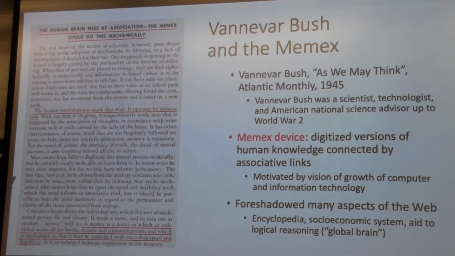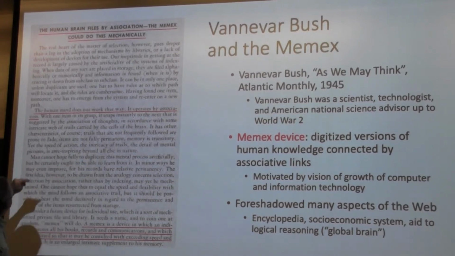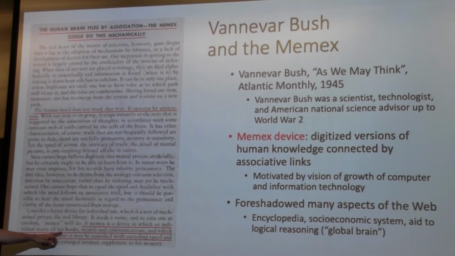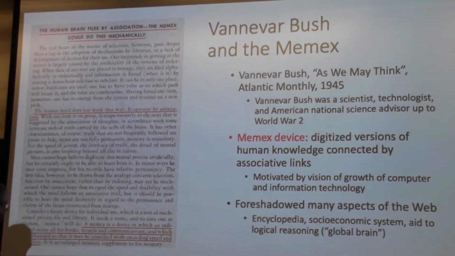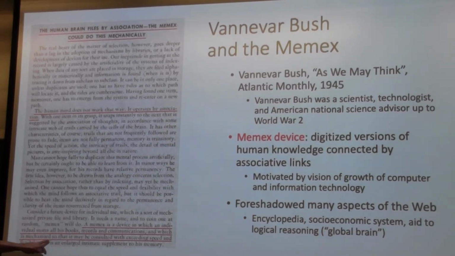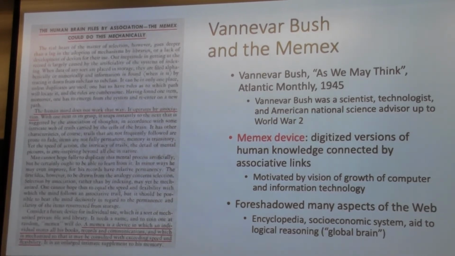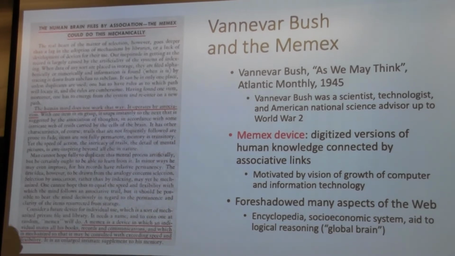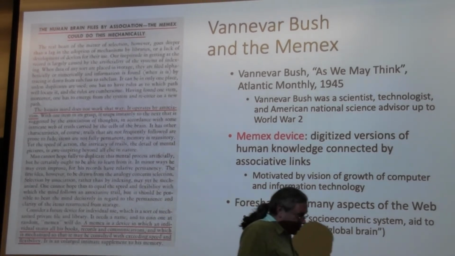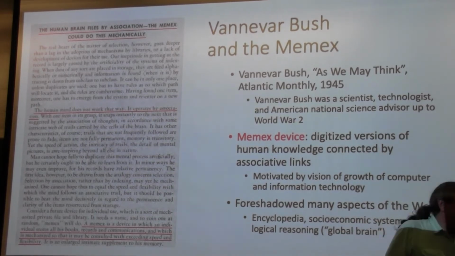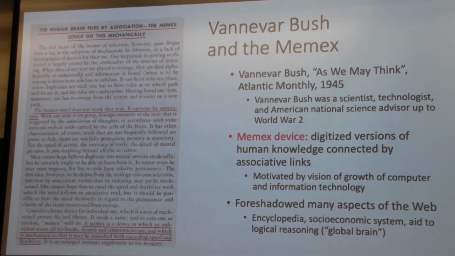The human mind operates by association, okay? A memex is a device in which an individual stores all his books, records, and communications, and which is mechanized so that it may be consulted with exceeding speed and flexibility. Okay? And he has pictures, and you can see the picture in the article where you have a desk with all the devices, okay? So that's one very interesting thing.